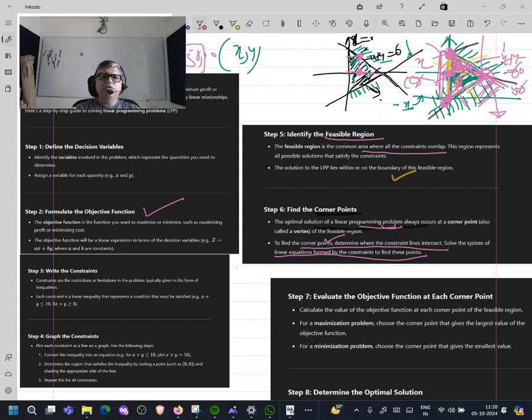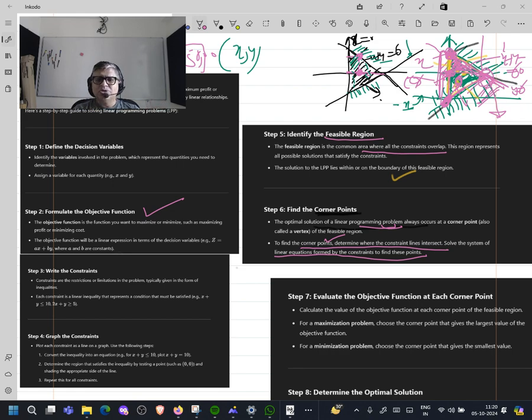Finally, why are you doing this? Because you have an objective in your mind. What is your objective? Profit maximization. That's all. So you have found the corner point, which actually is the point of optimization.